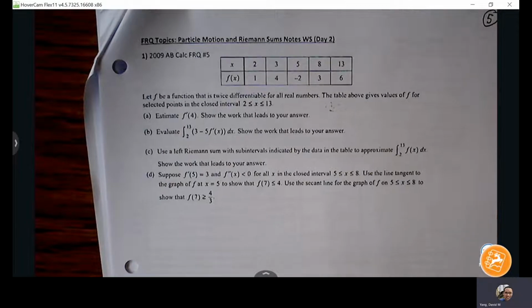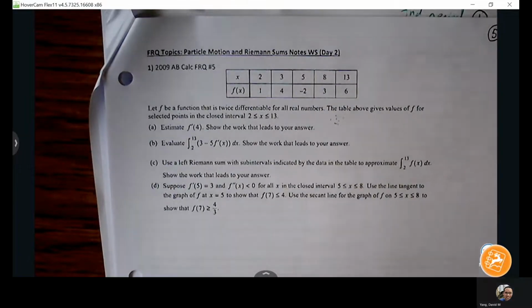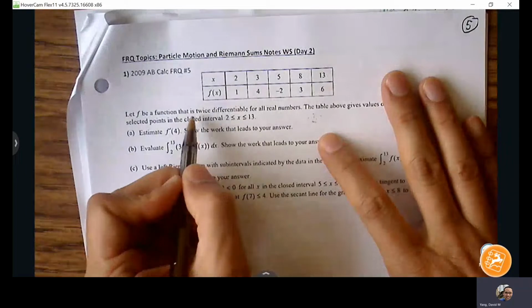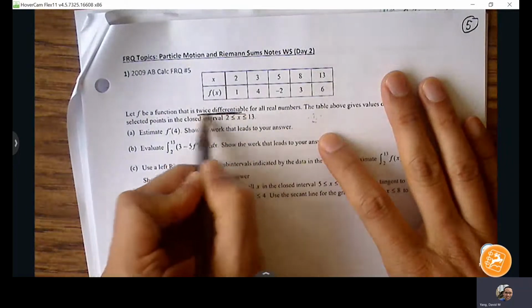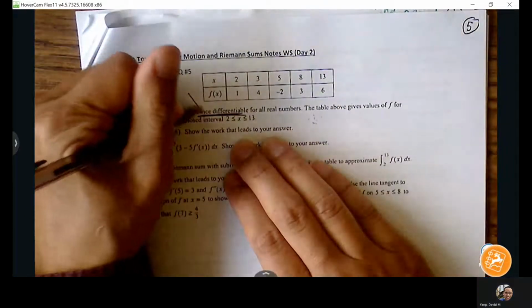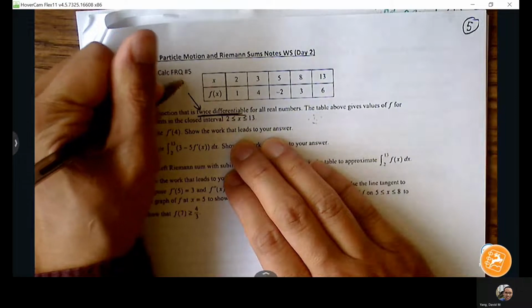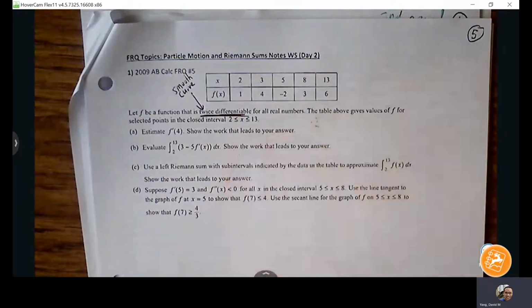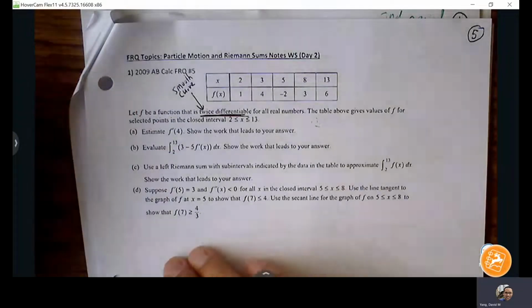All right, let's read through this problem here. Okay, let f be a function that is twice differentiable. So we know that means we have a smooth curve here. Okay, for all real numbers, the table above gives the values of f for selected points on the closed interval from 2 to 13. Estimate f prime of 4.